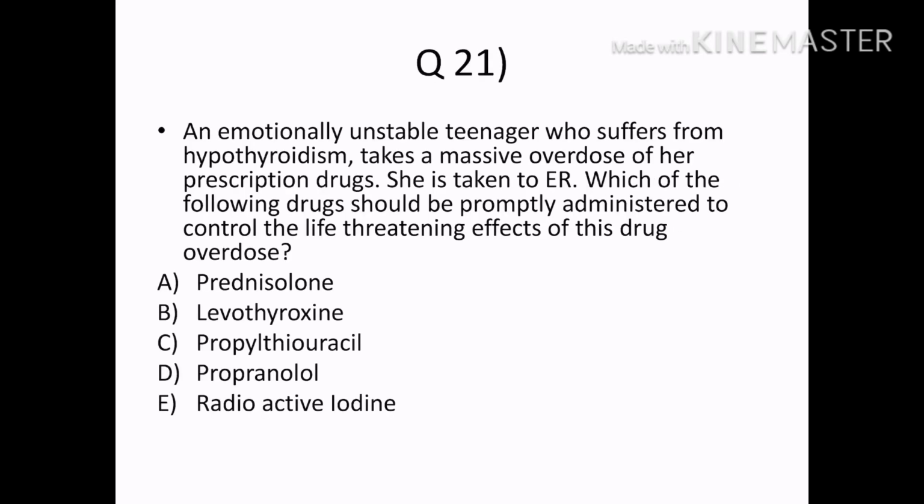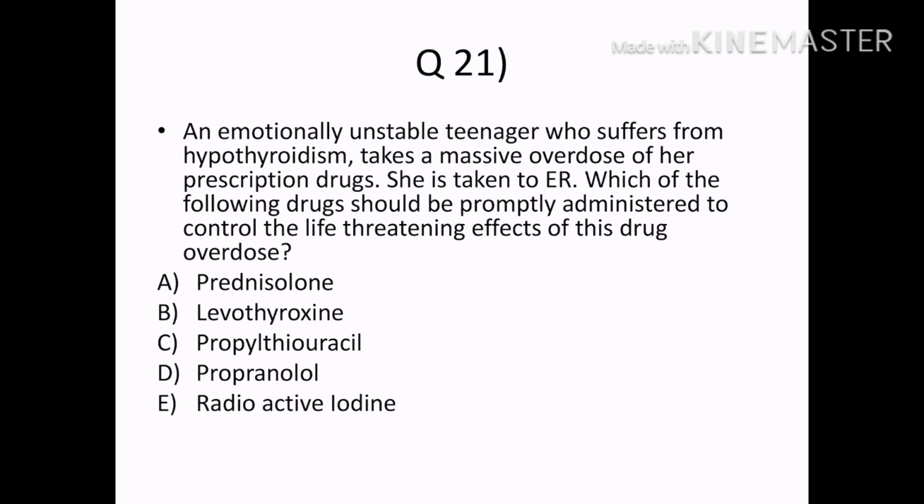Question number 21. An emotionally unstable teenager who suffers from hypothyroidism takes a massive dose of her prescription drugs. She is taken to ER. Which of the following drugs should be promptly administered to control the life-threatening effects of this drug overdose? A. Prednisolone, B. Levothyroxine, C. Propylthiouracil, D. Propranolol, E. Radioactive iodine.